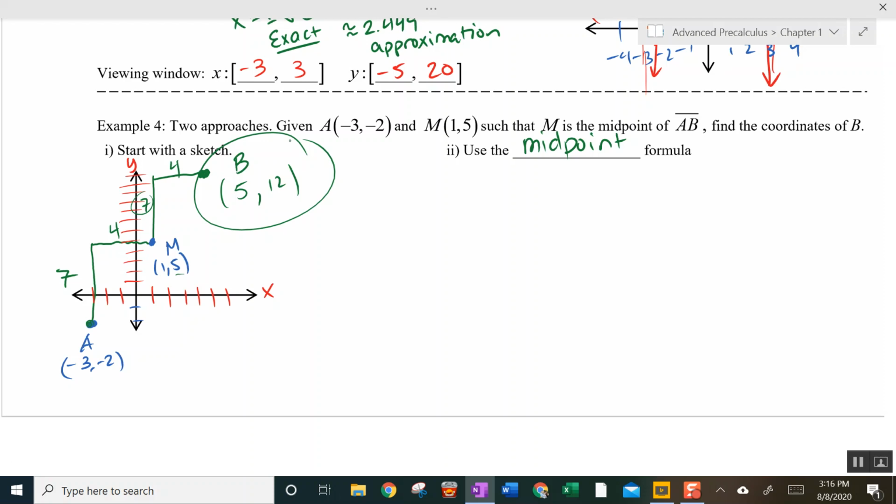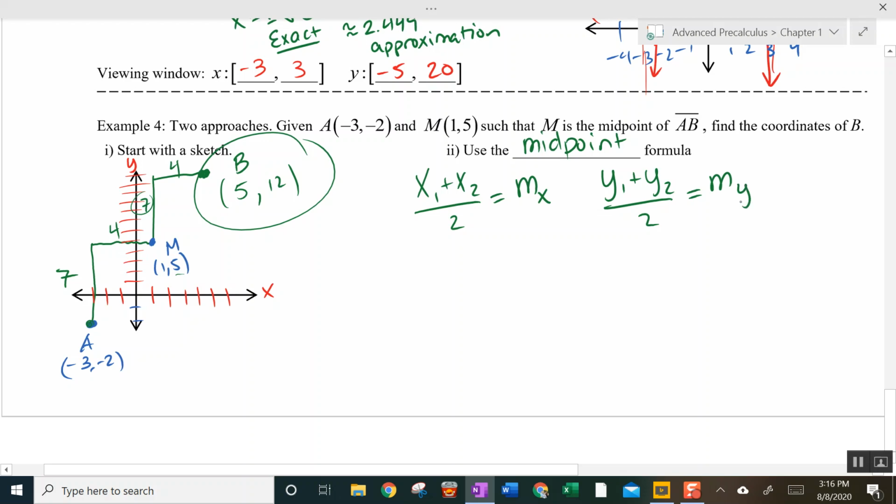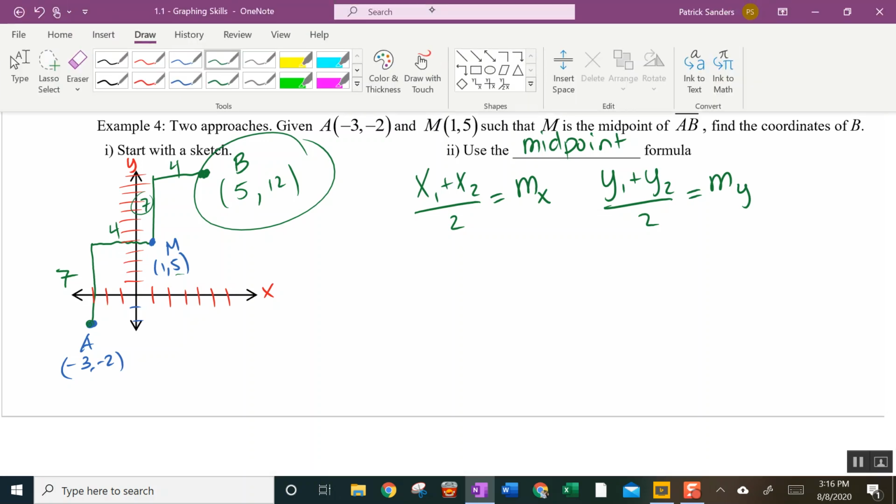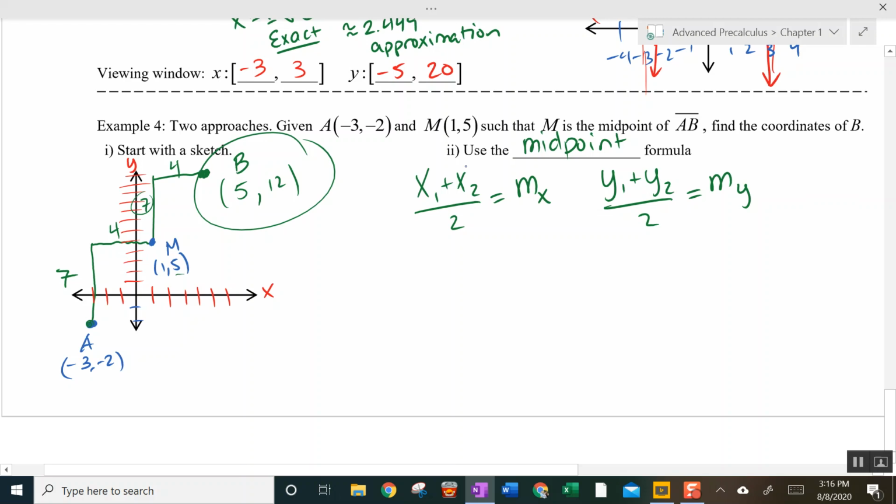We know that if we take a midpoint, want to find just the x-coordinate, we take the average of the two x-coordinates. That should be the x-coordinate of the midpoint. And same thing for the y-coordinates. If we take the average of the two y-coordinates, that should give you the y-coordinate of the midpoint. So let's see what we know. We definitely do not know this second value right here. So we don't know our second coordinate. So let's plug in what we do know.